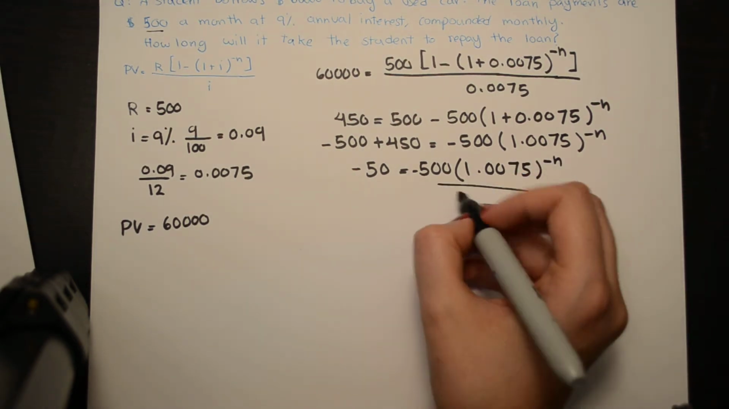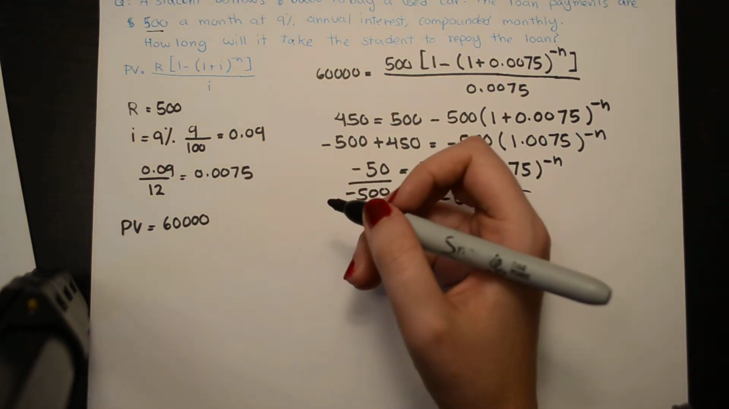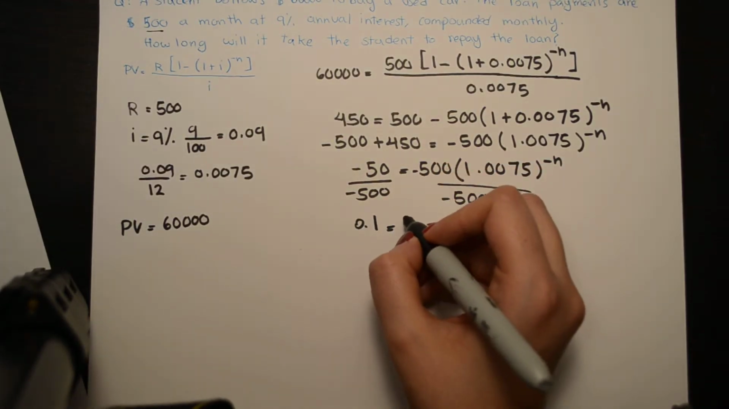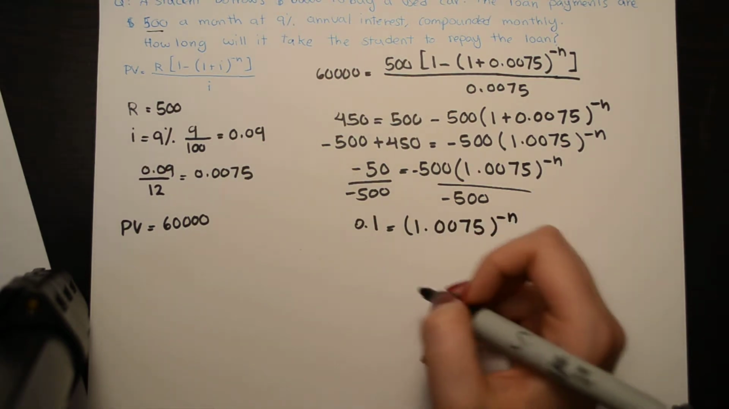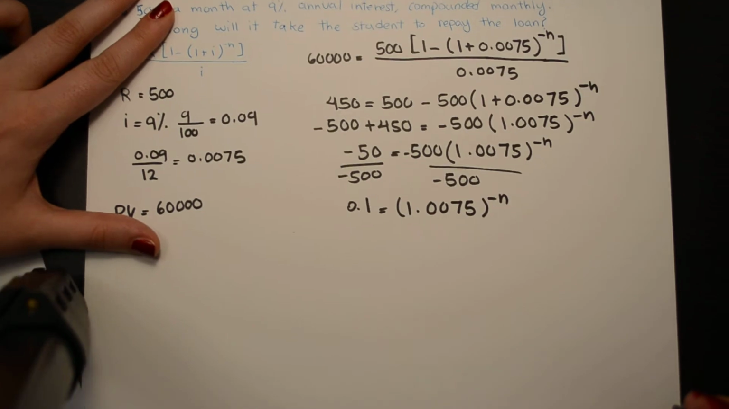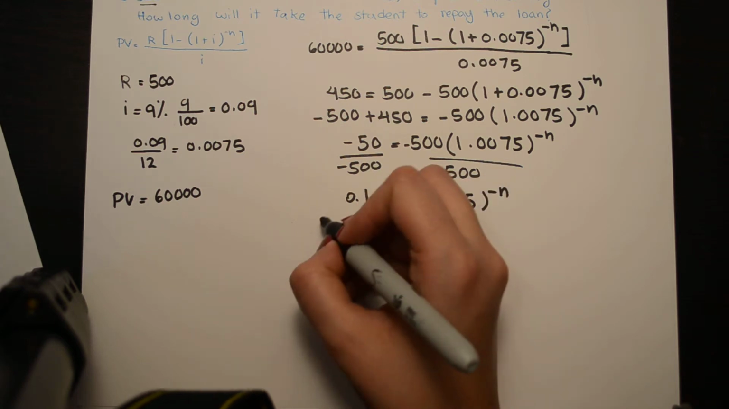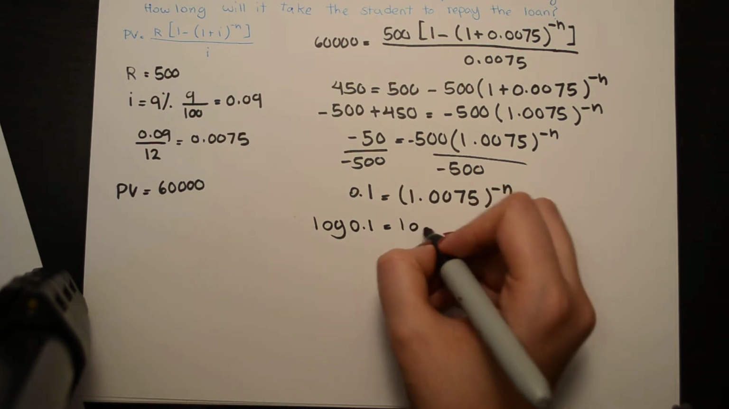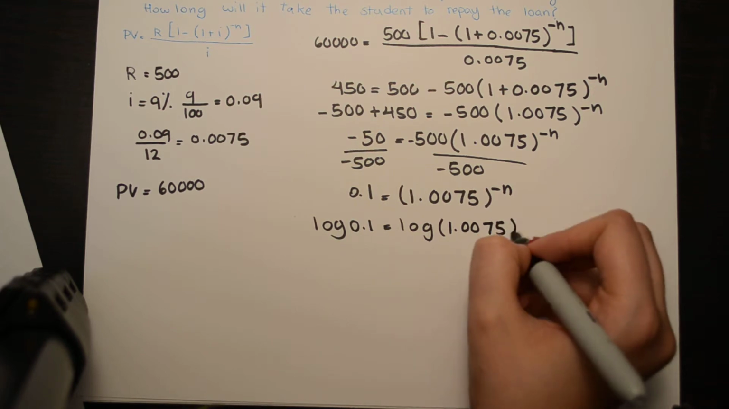We can divide both sides by negative 500, and it will give us 0.1 equals 1.0075 to the power of negative n. In order to solve this question, we can take the log of both sides. So we can write this as log 0.1 equals log of 1.0075 to the power of negative n.